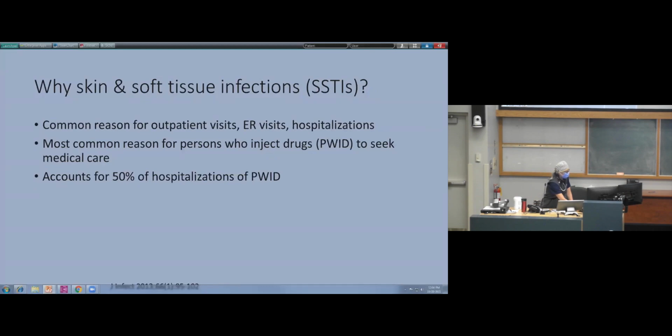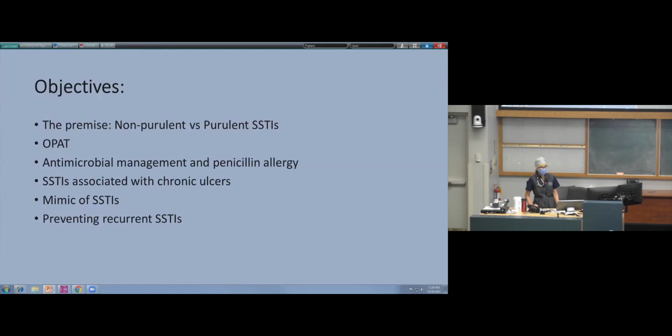So today I'm going to start with a premise of how we approach skin and soft tissue infections in terms of whether they're purulent or non-purulent. I'm going to tell you a little bit about our OPAT program and then discuss the antimicrobial management for skin and soft tissue infections and how we delabel penicillin allergies. We'll then move on to talk about chronic cutaneous ulcers when they're associated with a skin and soft tissue infection. And then we'll end off with mimics of skin and soft tissue infections and how to prevent recurrences.